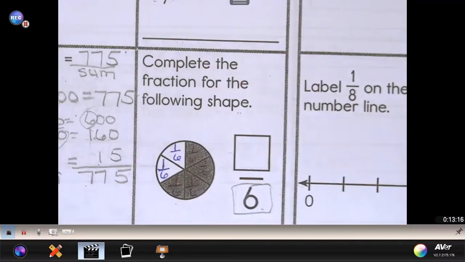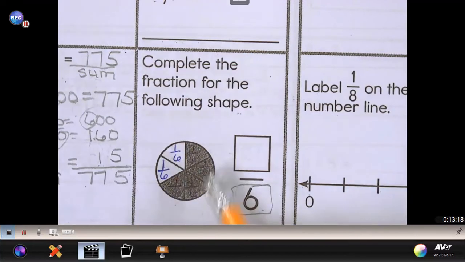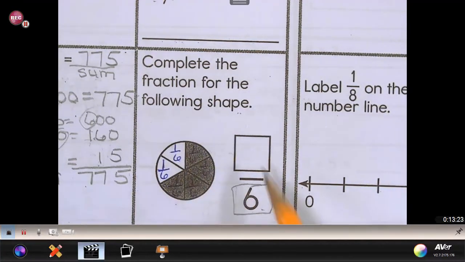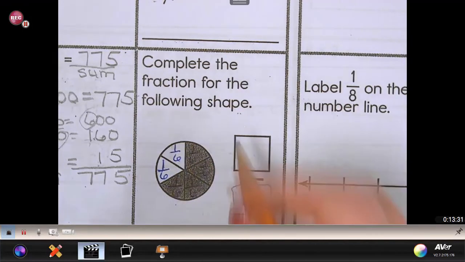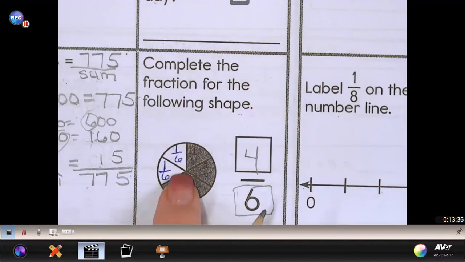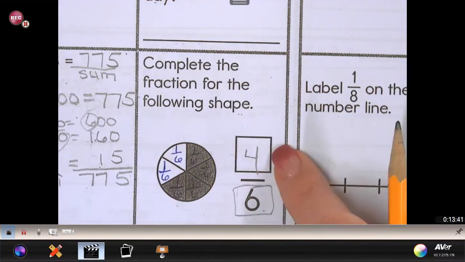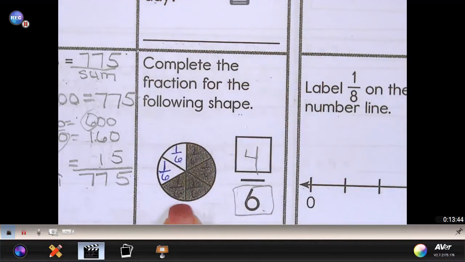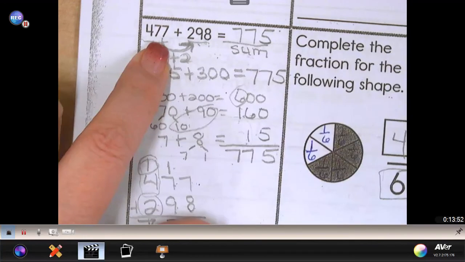Oops, sorry guys. Now, when I take the parts that are shaded, I have 1, 2, 3, 4. That's the numerator. It's how many parts we're counting, or describing which parts we're counting. We're going to count the shaded parts. So this is going to be 4/6. Now, if we were doing the unshaded parts, then the numerator would be 2/6. But we're going to assume that we're working with shaded pieces. Okay, so don't forget to go back and do that discussion question with this problem right here.